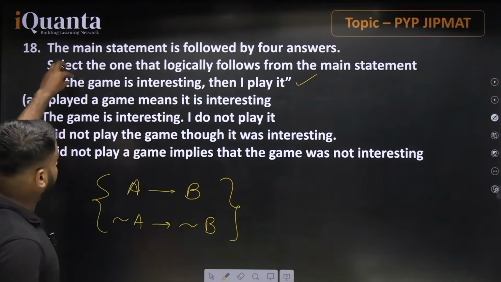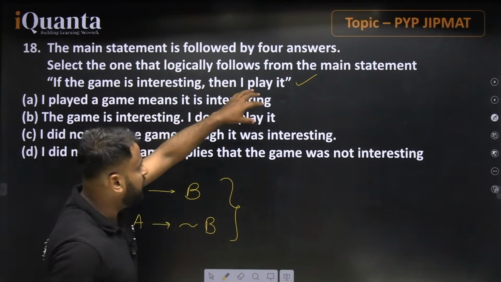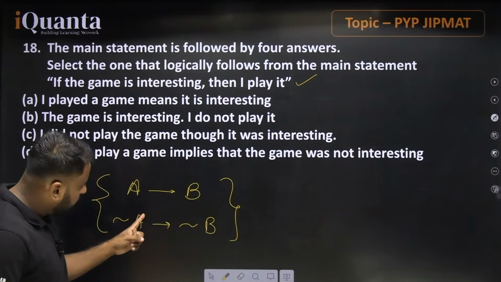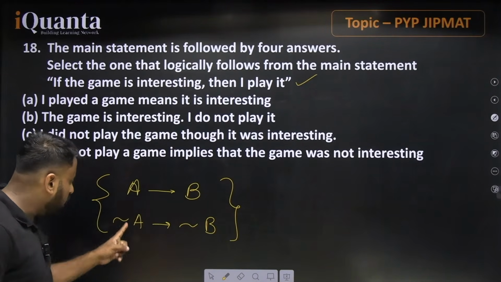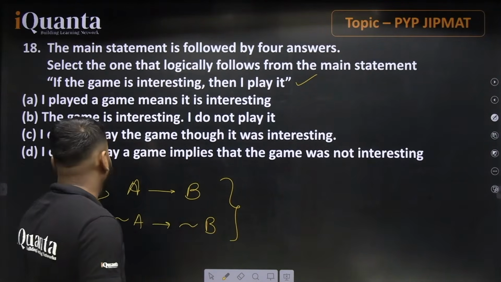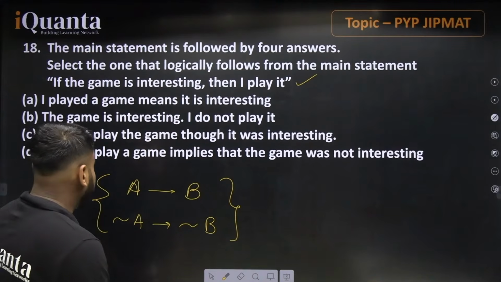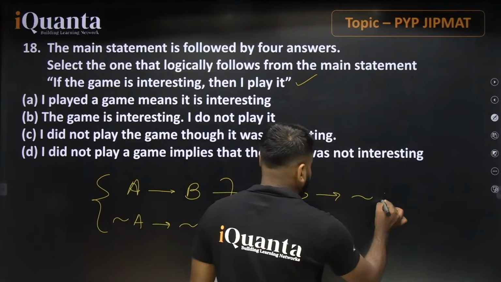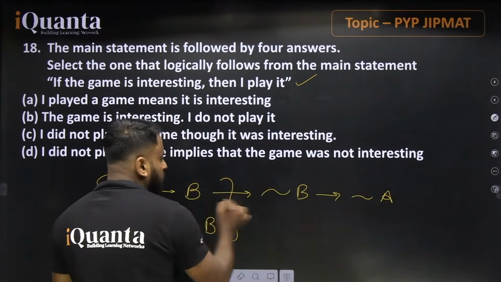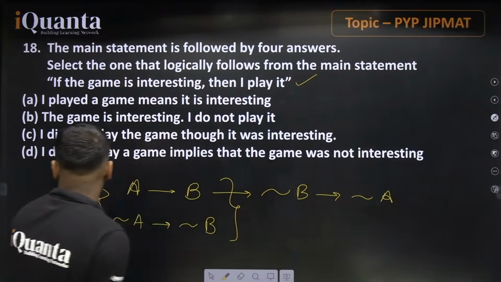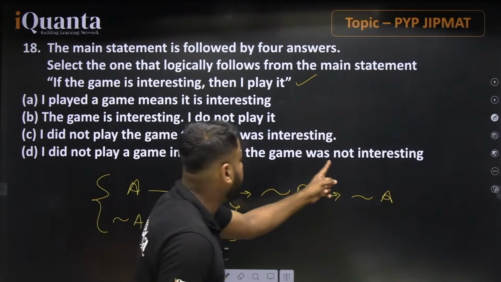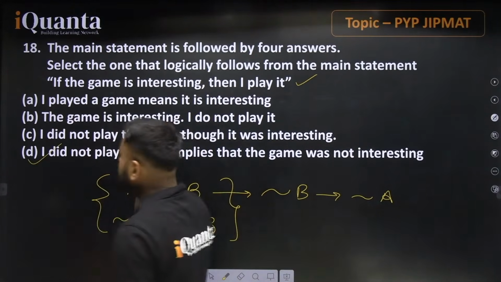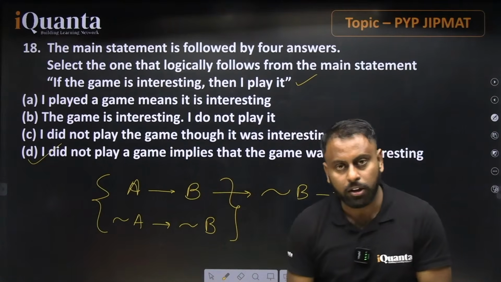It means that the game is interesting, this is A. Then I play it means B. So if A occurs, B occurs, right? If not A occurs, not B occurs. So in that case, this will give you the conclusion not B to not A. Not B to not A means if B is not there, then definitely A will not be there. So I did not play a game implies that the game was not interesting. So option D is the appropriate answer for this particular question.